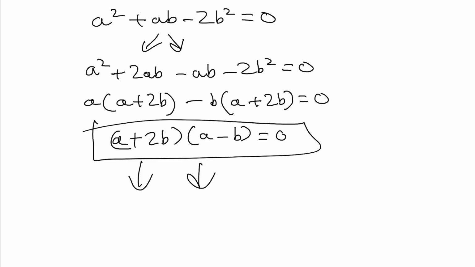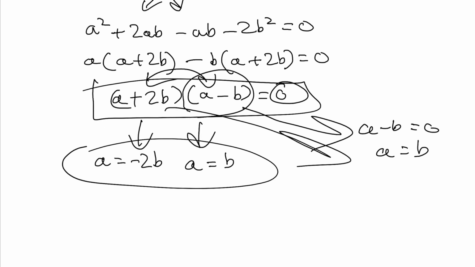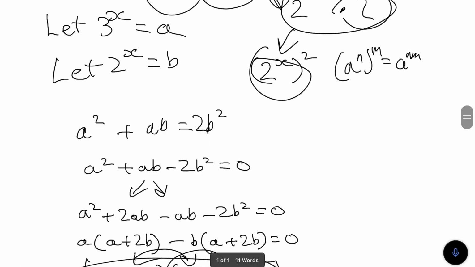Now this gives us two values. It's either a equals b, or a equals negative 2b. Why? Because when two things multiply to equal 0, one of them has to equal 0, right? So let's say we let a minus b equal 0, then a equals b, and that's how we get these final values.